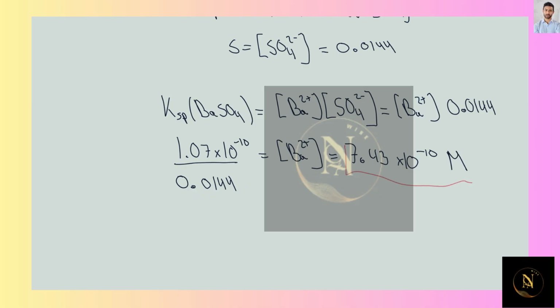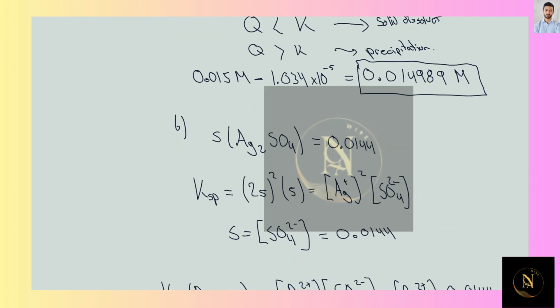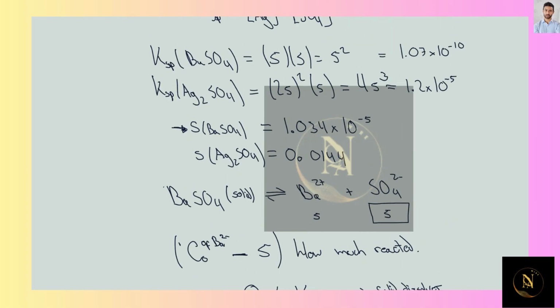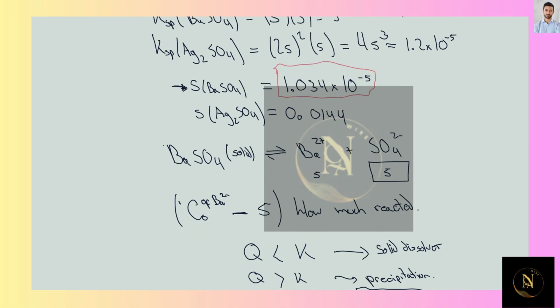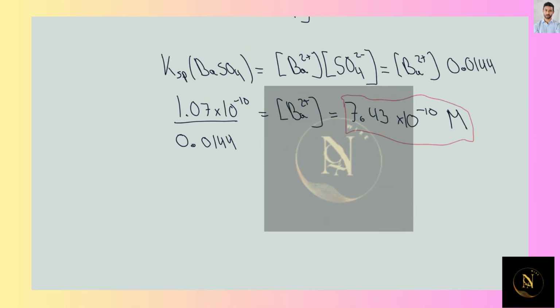Let's compare this result with the initial S that we found for barium sulfate. The S that we found for barium sulfate was 1.034 times 10 to the minus 5. So if we keep adding more and more sulfate, then due to the equilibrium, barium is going to precipitate even more, and we can end up with concentrations up to 7.43 times 10 to the minus 10 after the second solid has precipitated. And that would be all.